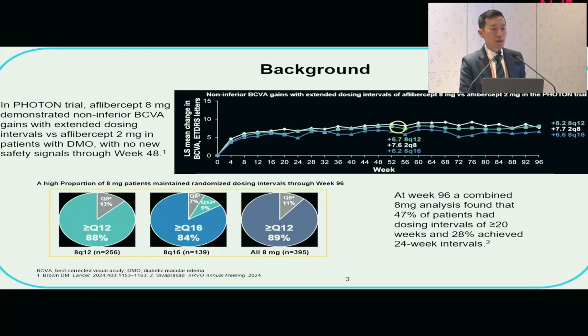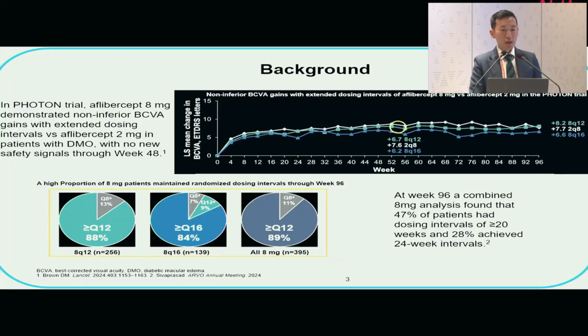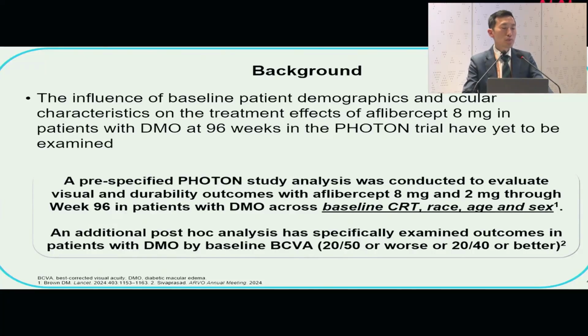So quick background here again about the PHOTON trial, just to remind everybody, good visual acuity gains, as well as patients able to extend out to long intervals on 8 milligram aflibercept at week 96. And so these two post-hoc analyses I'm going to present today, one was a pre-specified analysis looking at outcomes in patients across baseline CRT, race, age, and gender, and the other was a post-hoc analysis looking at the outcomes in two essentially baseline BCVA groups, the ones with 20/50 or worse or 20/40 or better, reflecting what we saw in protocol T.